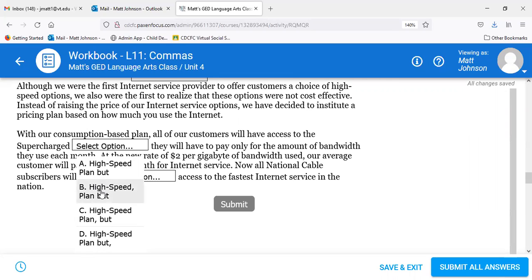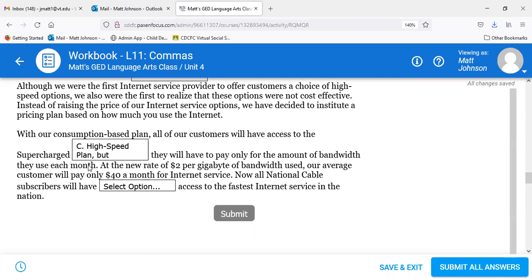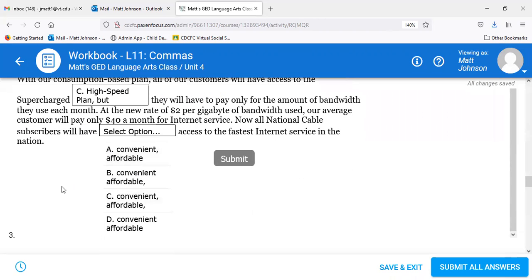and it's that one should tip you off when you see it, but or and. If you see that in a statement and you're looking for where the comma is to be placed, it's going to be right before that conjunction word. So supercharged high-speed plan, comma, but they will have to pay only for the amount of bandwidth they use each month. At the new rate of $2 per gigabyte of bandwidth used, our average customer will pay only $40 a month for internet service. Now all national cable subscribers will have convenient, affordable access.